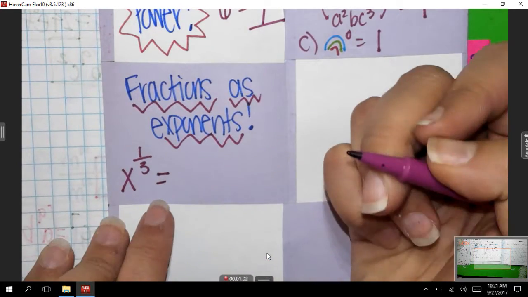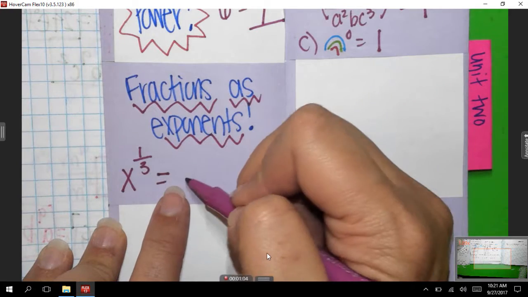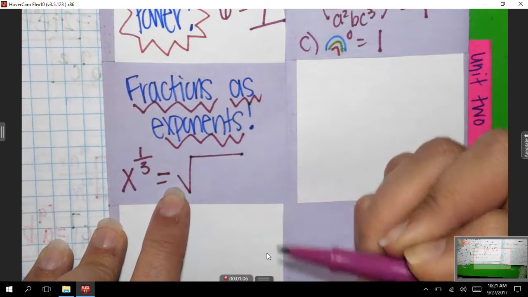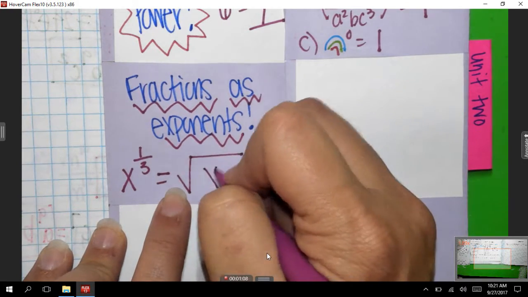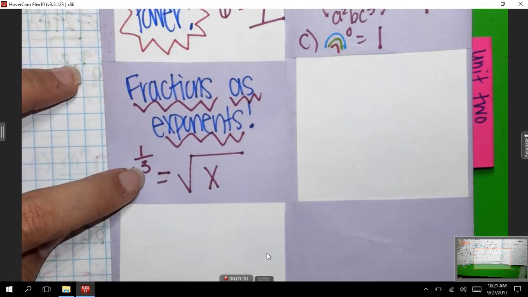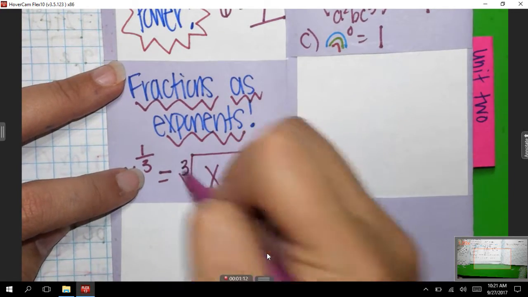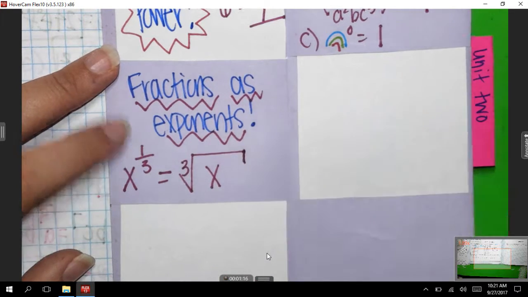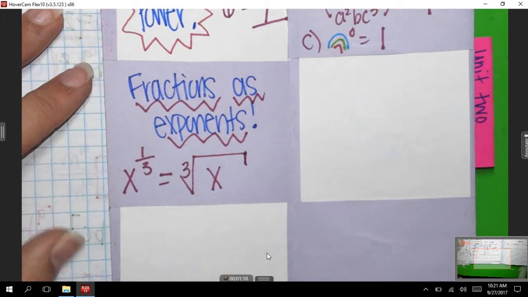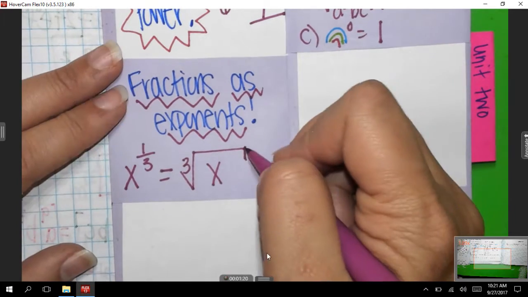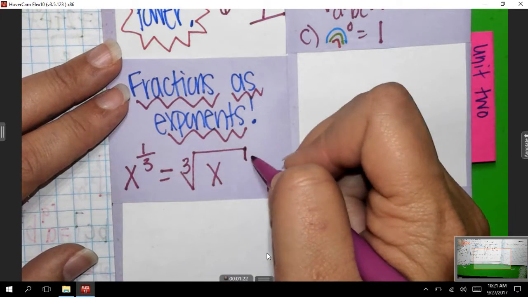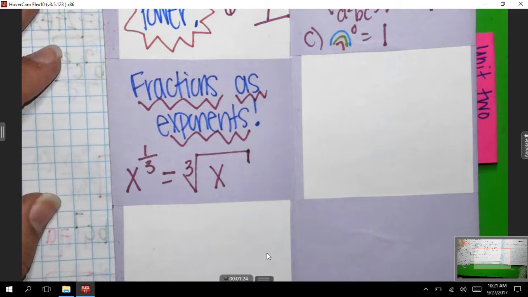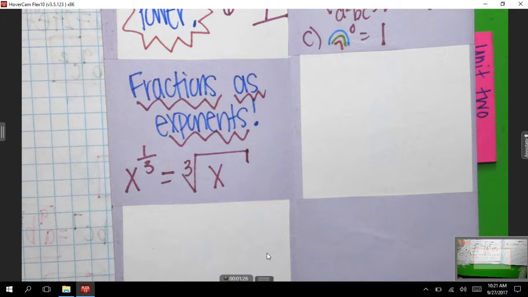Do you guys know what a radical looks like? This? That's called a radical. Now this number on the bottom goes right here. Since it's a 1, you just write it right here, just make a hook on the end. If it was a 2, you'd write it on the outside. If it was a 3, a 4, the same. So if it's a 1, just write it.